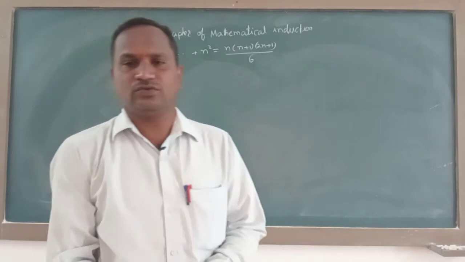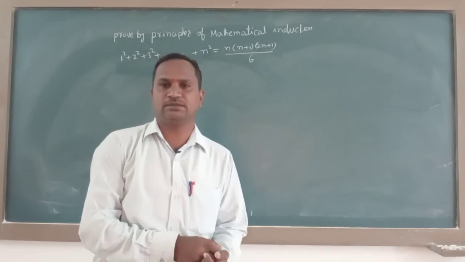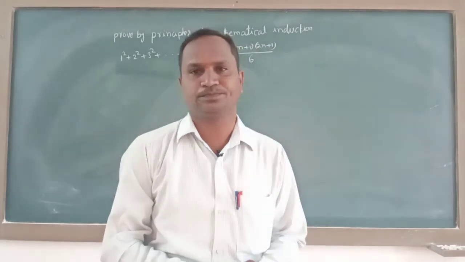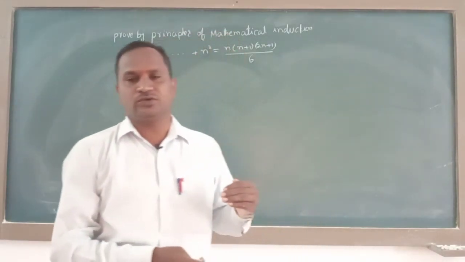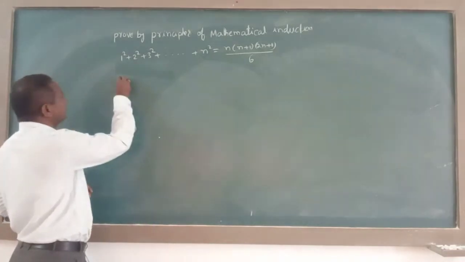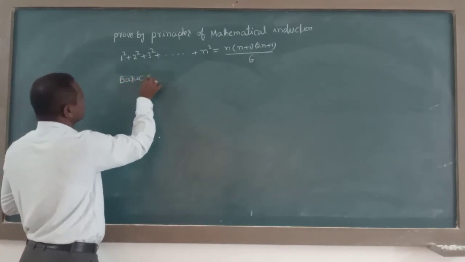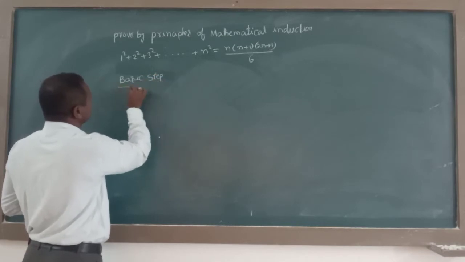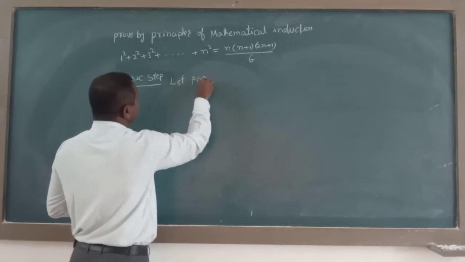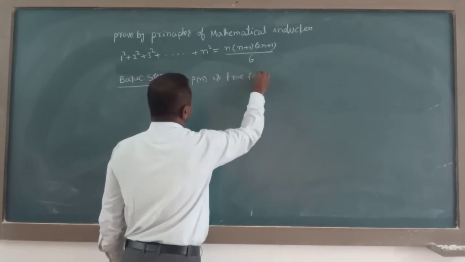Now we are going to give the solution to this question with the help of three steps, that is a basic step, induction step and the final step, which is the conclusion step. Now let us give the solution with the first step, the basic step. Let P of n be true for n is equal to 1.